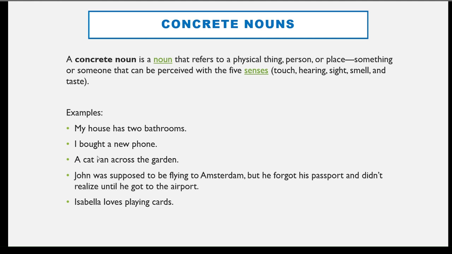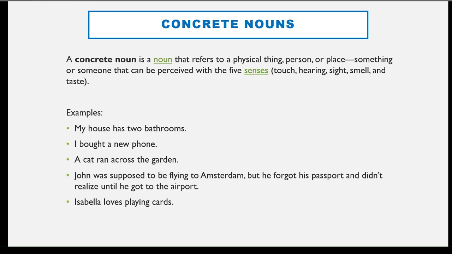A cat ran across the garden. A cat and the garden are our concrete nouns. John was supposed to be flying to Amsterdam, but he forgot his passport and didn't realize until he got to the airport. This is a long sentence and we have a lot of nouns. So let's check. Here we have John. John is a person, so it is a concrete noun.